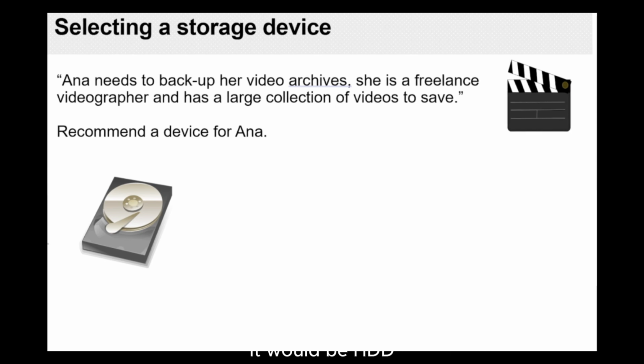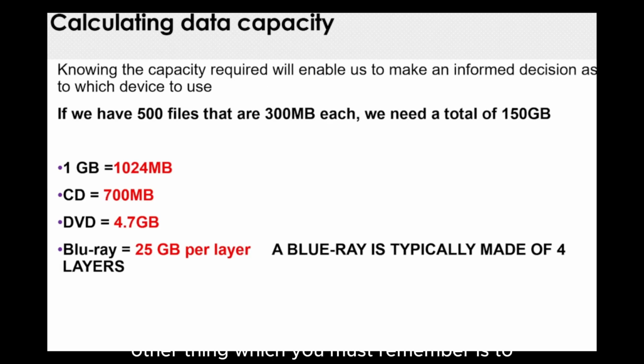It would be a hard disk drive because it has high capacity. The other thing which you must remember is how to calculate these. As I said to you earlier on, 1 gigabyte can be 1000 or 1024 megabytes. The examiner will accept either.